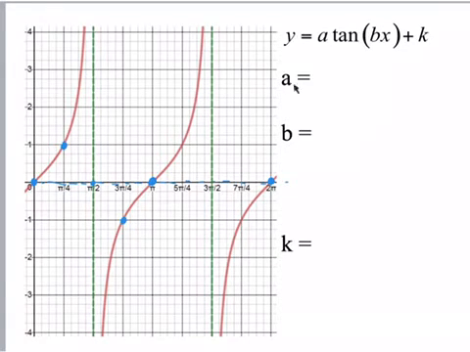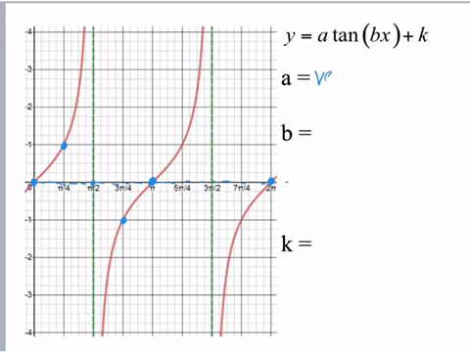All right, so what does A give us on tangent? Well, A normally, for sinusoids, gives us our amplitude. But there is no amplitude on tangent. Tangent doesn't have any max or min. It keeps going up and keeps going down. So it's not an amplitude. So what A has always been.